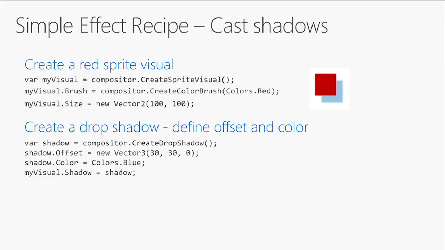To cast a shadow, I simply create a visual. Here I have a red visual, and I put a drop shadow on it. I've specified some offset so you can actually offset the shadow from the content, and a color of blue. That is all the code that is necessary to create an effect using a drop shadow.